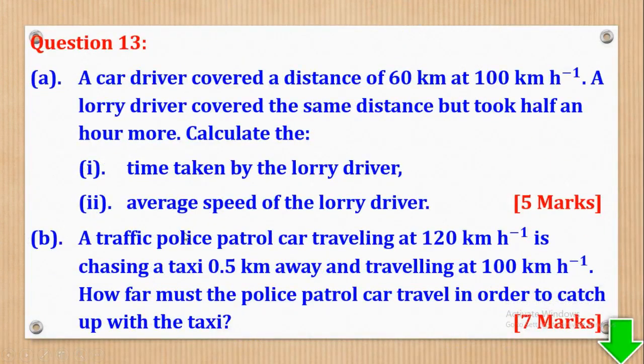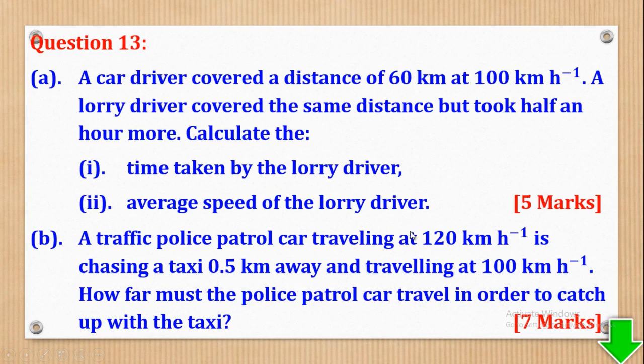So now we shall go to part B. They said the traffic police patrol car traveling at 120 kilometers per hour is chasing a taxi 0.5 kilometers away and traveling at 100 kilometers per hour. So the taxi is traveling at 100 kilometers per hour. How far must the police patrol car travel in order to catch up with the taxi?